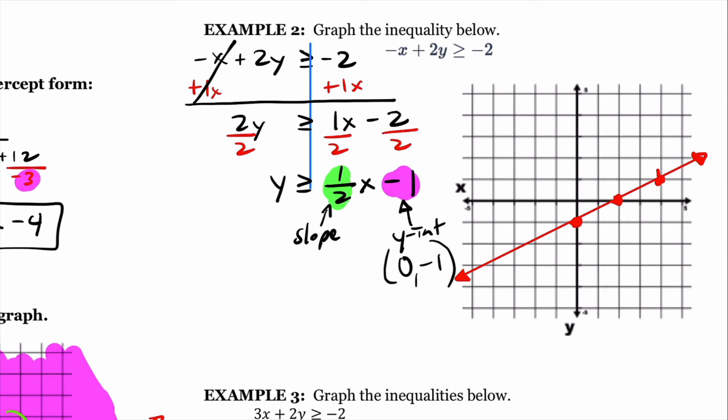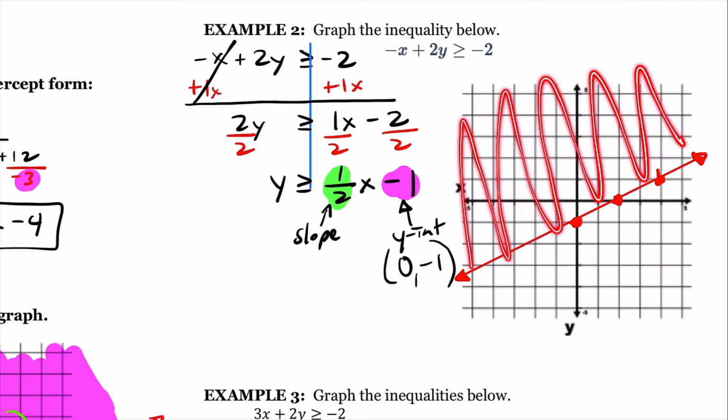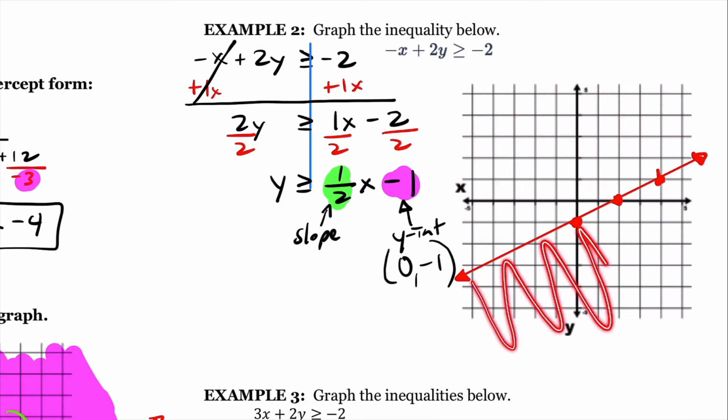Last thing I have to do is decide which side am I going to shade? Am I going to shade everything on this side, or am I going to shade everything on this side? Well, pick 0, 0. What's the only time you can't pick 0, 0? Does anyone know the only time you cannot pick 0, 0 to plug in? Yeah, if the line goes right through 0, 0. That's the only time you can't plug. So you just pick a different one.